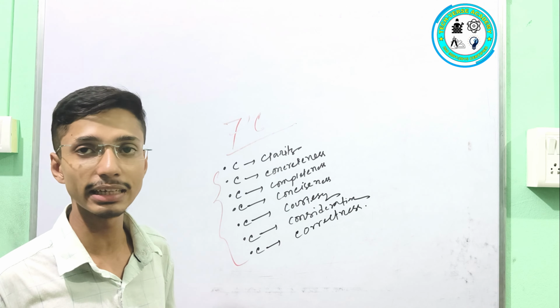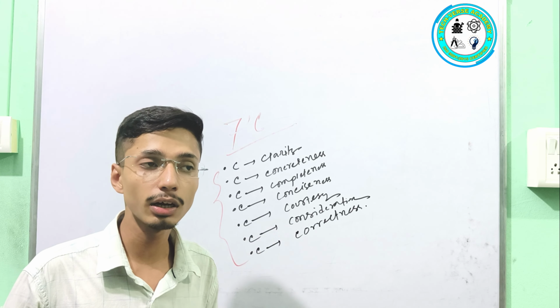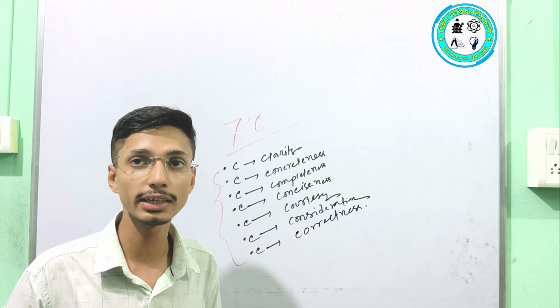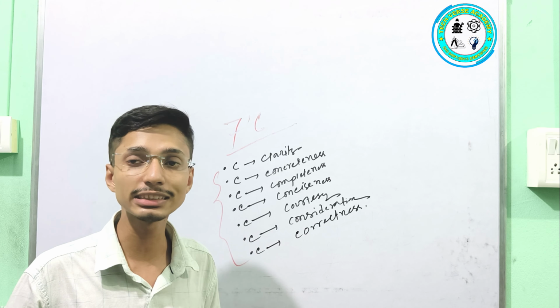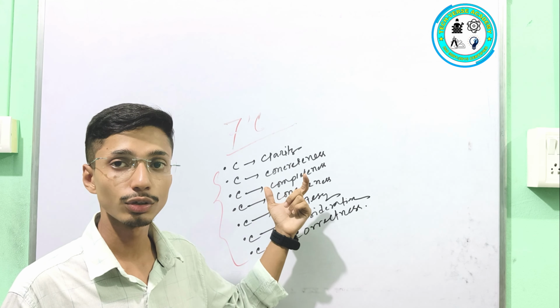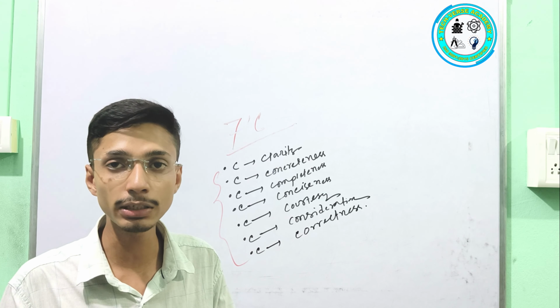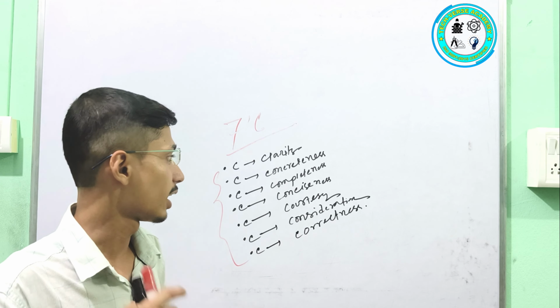The third C is completeness. If we can't complete our communication process, or message sharing, or data sharing, or information sharing, we can't say that our communication is successful. We have to complete it at a time, in a speech, so that the complete communication will be done.